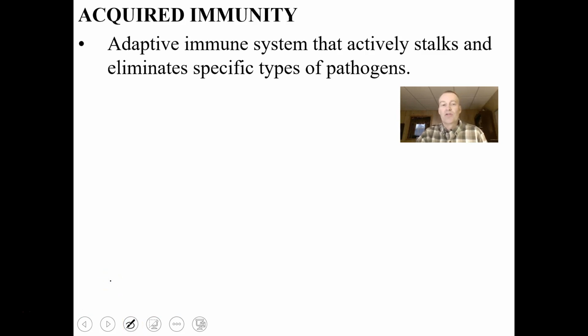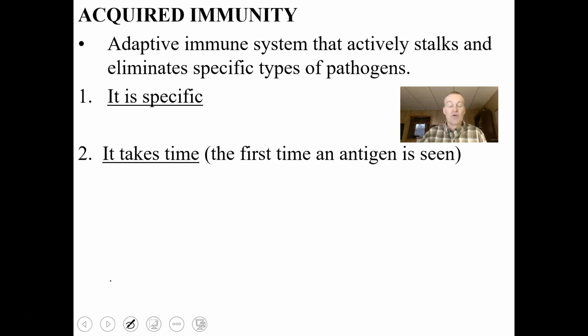You can go to another country and be immune to some things that you wouldn't expect to be, because you do have an immune system that can actively stalk and eliminate very, very specific kinds of pathogens, not generically like the innate immune system does. The thing about the acquired immune system is that it is very, very specific. So you have cells that specifically target individual kinds or strains of bacteria or viruses or other kinds of organisms.